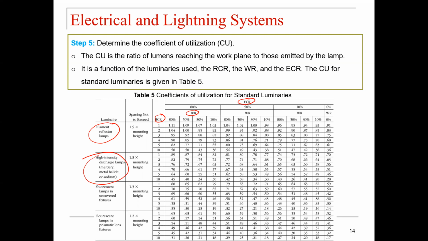So it could be fluorescent, it could be high intensity discharge lamps, or filament reflector lamps. So depending on the type of luminaire and the spacing not to exceed, using these parameters, you would determine the coefficient of utilization. As you can see, in order to get these values, we have to use multiple tables depending on the step.